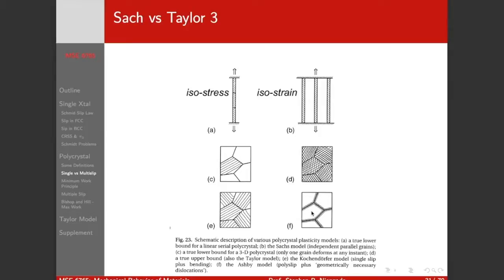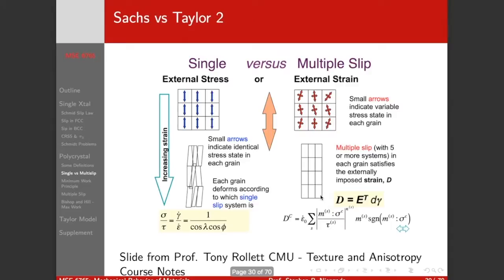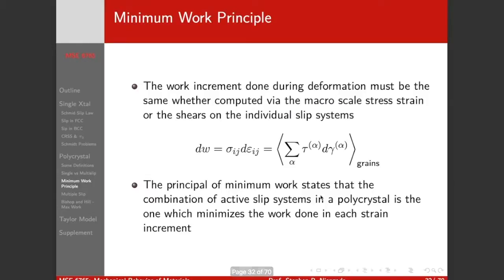More modern models incorporate the notion of geometrically necessary dislocations. So we have constraints on the deformation of this grain caused by this grain, so that gives us shear gradients in the sample. So we have grain boundaries, regions that are harder to deform. We won't talk about that too much. Okay. So these are the idealized theories.